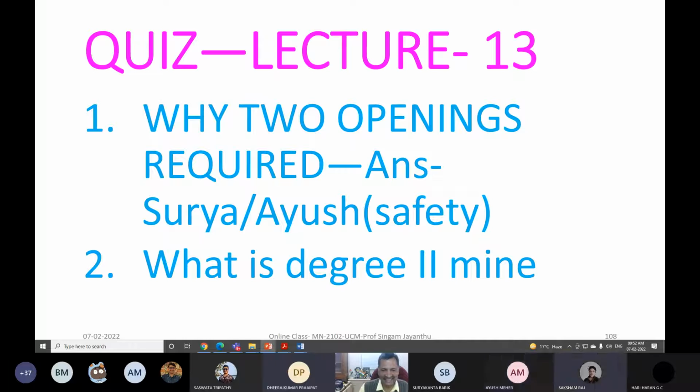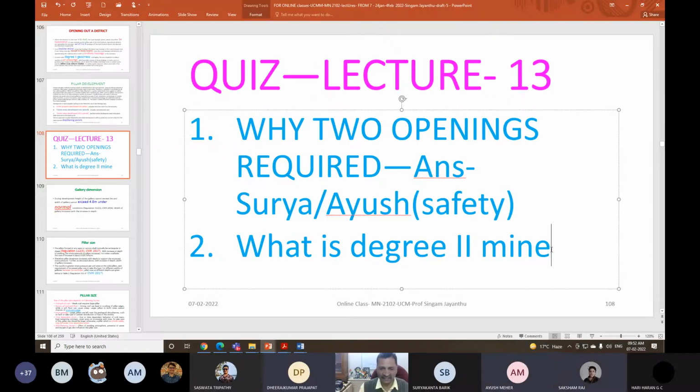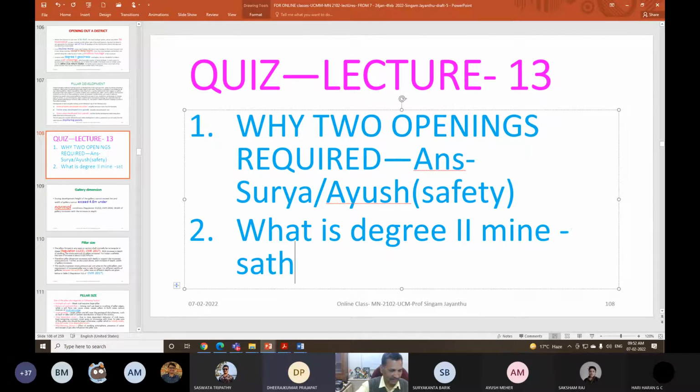Already we discussed previously. Anybody can answer, right? Yes, Saksham, yes sir. Degree 2 mines is the measurement of the emission of methane in the mines. It represents the different stages of emission of methane inside the mines.